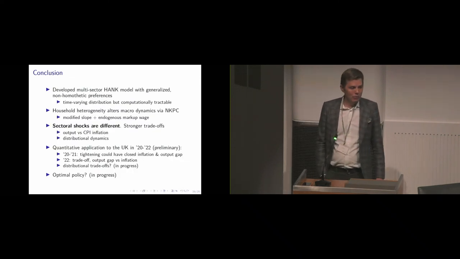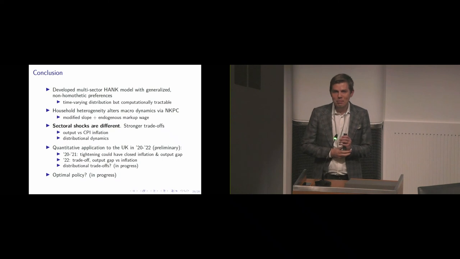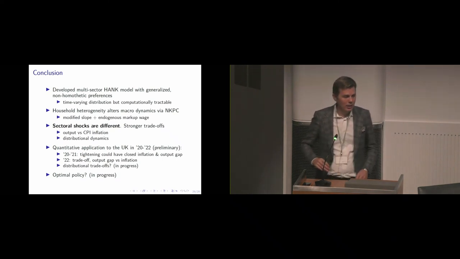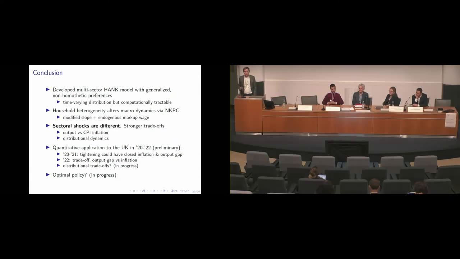So we developed this multi-sector HANK model. For those interested, computationally, it's actually very easy to solve. The key thing here is that heterogeneity matters not just for the demand side of the model, but also directly for the supply side. And most importantly, these sectoral shocks are really different from aggregate shocks. We get much stronger trade-offs in terms of output versus inflation, and also in terms of distributional dynamics. Okay, so in the following work, we'd like to work out what the optimal policy is in this kind of scenario, and we're working hard to get there.